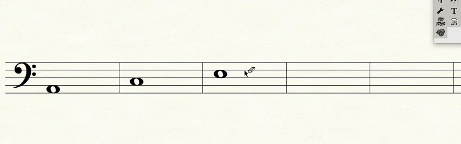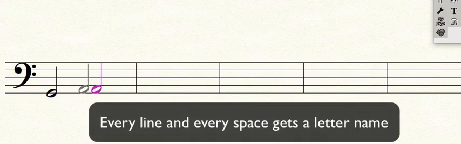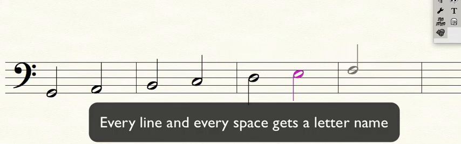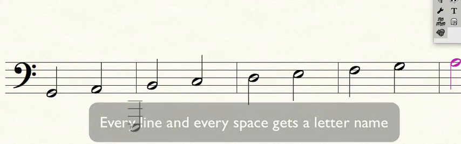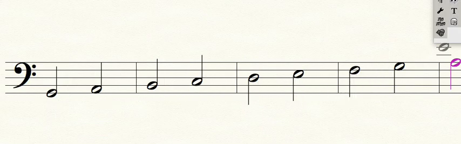Okay? Very quickly, I'm just going to review by writing in, this time in half notes, all of the lines and spaces, and I'll name them. G, A, B, C, D, E, F, G, and then finally A. So they go up and down alphabetically. Every line, every space gets the next letter of the alphabet.